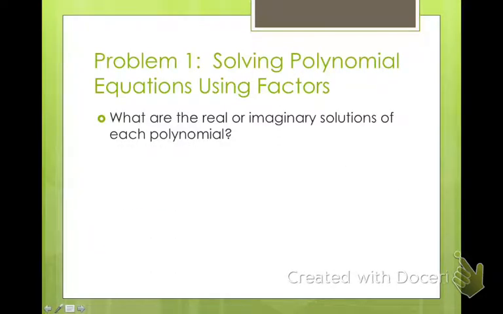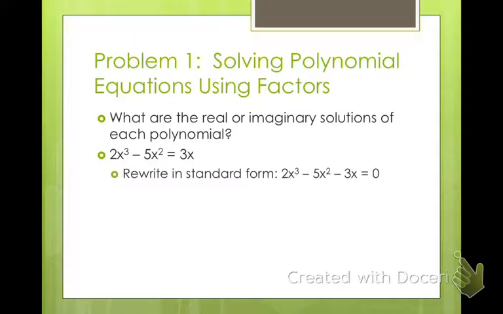So what are the real or imaginary solutions of each polynomial? First we're going to start with 2x cubed minus 5x squared equals 3x. The first thing that we always want to do when we have polynomials is put them in standard form. So we're going to subtract 3x from both sides. And then you notice that all three of these terms have an x in them, so let's go ahead and factor out that x first. So we have 2x squared minus 5x minus 3, and then let's see if that's factorable.